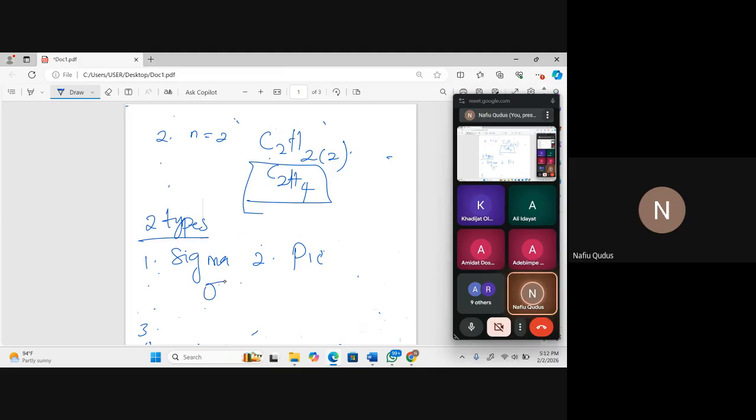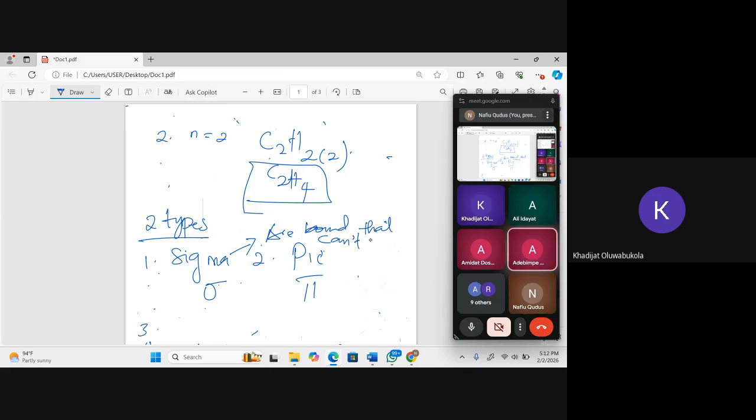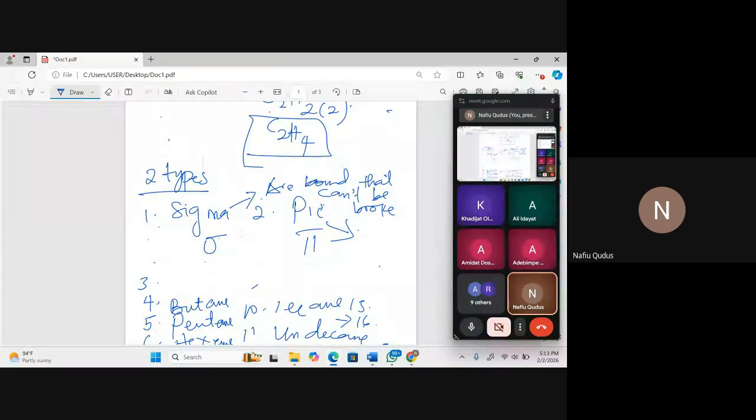Sigma bond is just like this, while pi bond is just your pi. We have the 2 types of bond in organic chemistry. We have the sigma bond and we have the pi bond. Now, when we talk about the sigma bond, it is a bond that cannot be broken. A bond that cannot be what? That cannot be broken. That is, in organic chemistry, you cannot separate that. But pi bond can be broken. Can be what? Can be broken. That's the difference between the 2 bonds. Are we together? Yes, okay, we can put it down. So let's put it down.